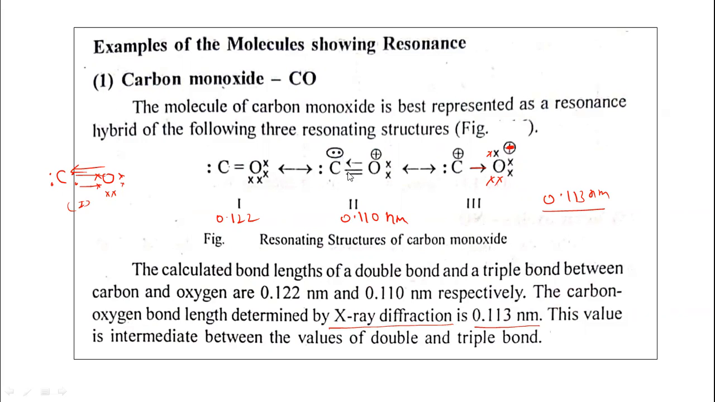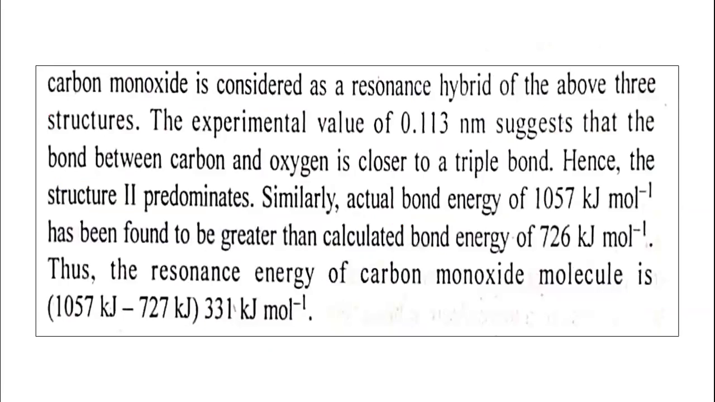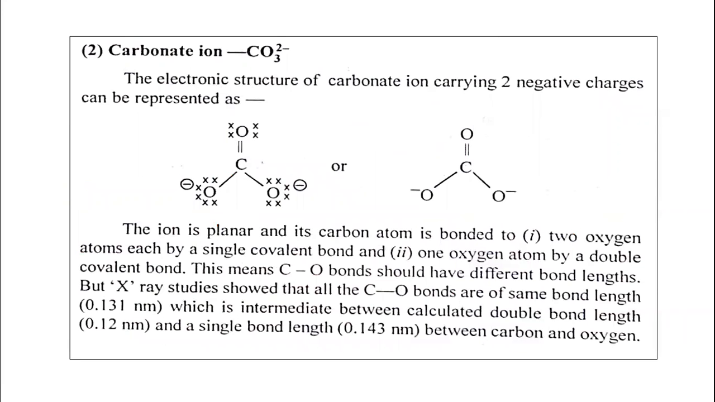So thus we represent that the carbon monoxide molecule has three possible structures, but the second structure is more predominant because the experimental bond length is near to this. So the true structure of the carbon monoxide molecule lies in between the three structures. That indicates that the carbon monoxide molecule has resonance. It is not described by one structure, but it can be described by a number of resonating structures. So this is about the carbon monoxide molecule.